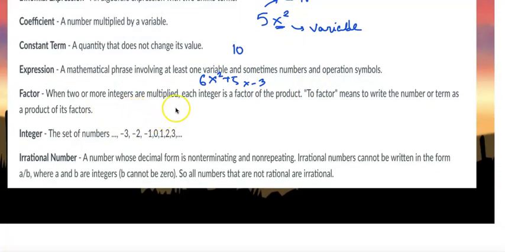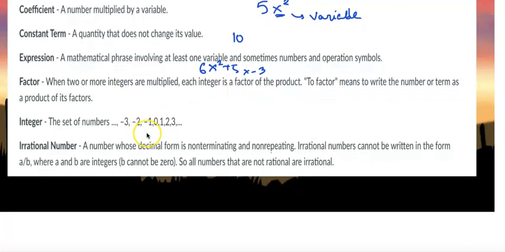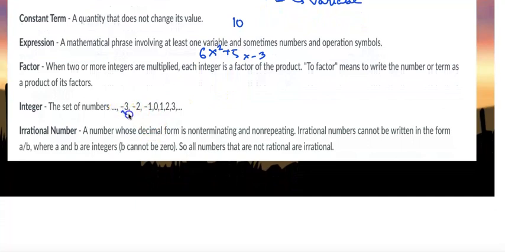Factors, when two or more integers are multiplied, each integer is a factor of the product. To factor means to write the number or term as a product of its factors. Integers are positive and negative numbers, when we take them together, those are known as your integers. If you remember the number line, positive numbers and negative numbers, that's your integers.